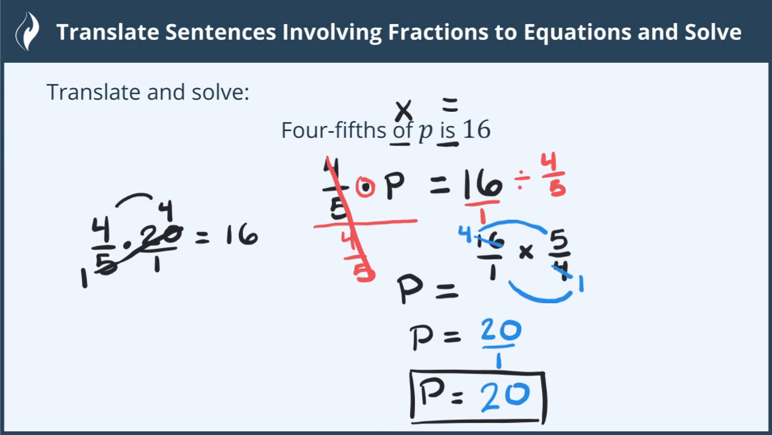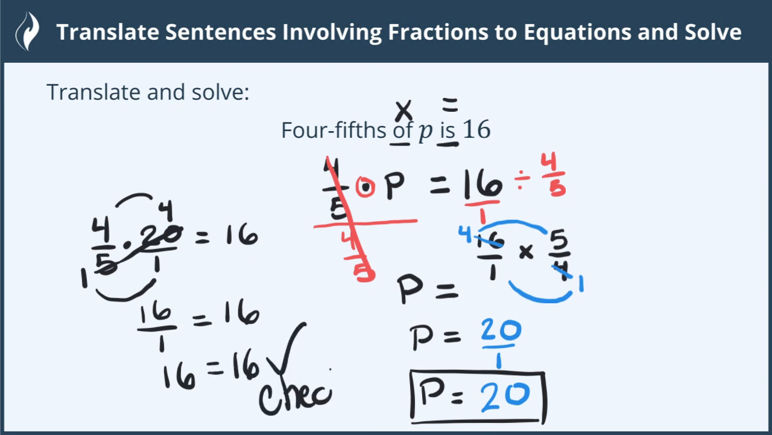And then I have numerator times numerator and denominator times denominator. 4 times 4 is 16. 1 times 1 is 1. 16 divided by 1 is 16, which does in fact equal 16. So this checks, which means yes indeed, p does equal 20, and that is our answer.